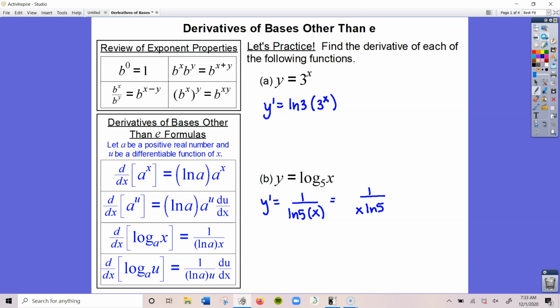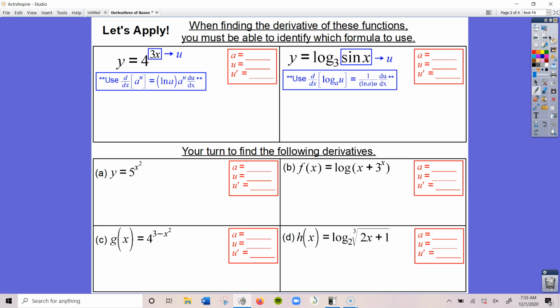Now let's have a look at some other more complicated type functions. Here we have y is equal to 4 raised to the 3x. So the exponent is now not just x, but it's another function. So this would be considered u. So here I put some boxes to help organize your work. You don't need to do this every single time, but we're going to do this just so that we can identify what is the base, what is the u function, and then what is u prime, so that we can put it all together in our derivative. In this case, a, which is the base, is 4. And u, as I indicated, is 3x. Therefore, u prime would be 3.